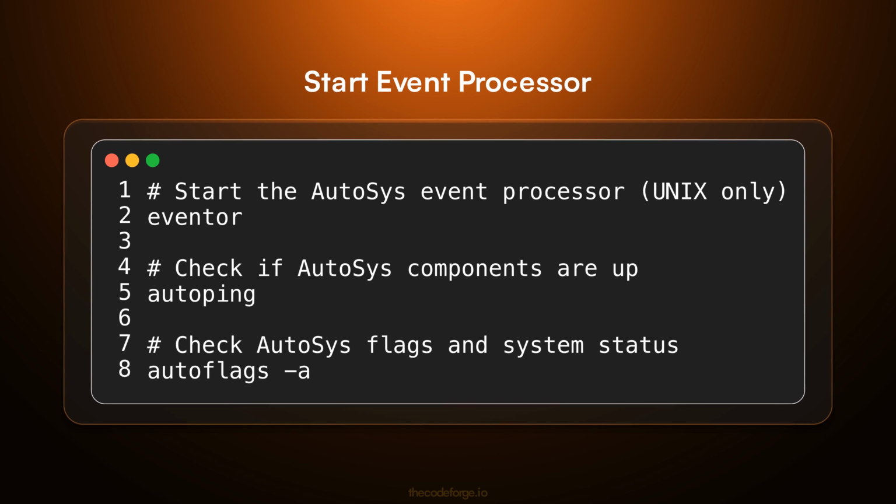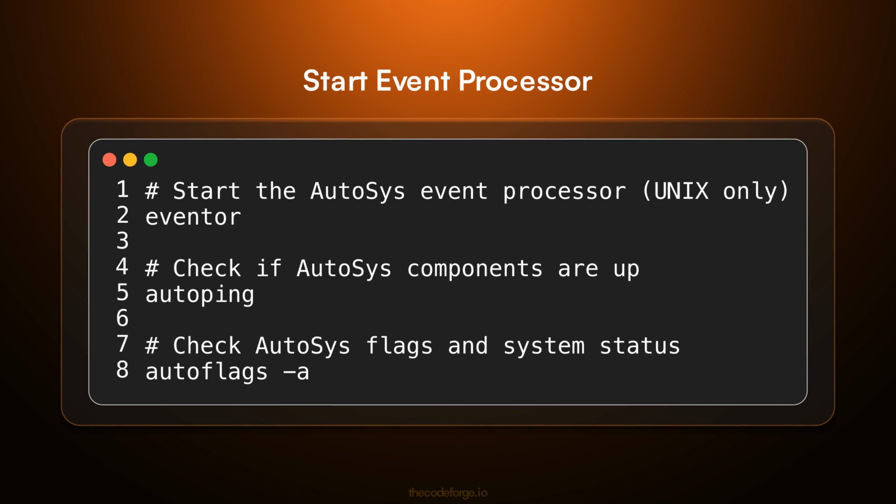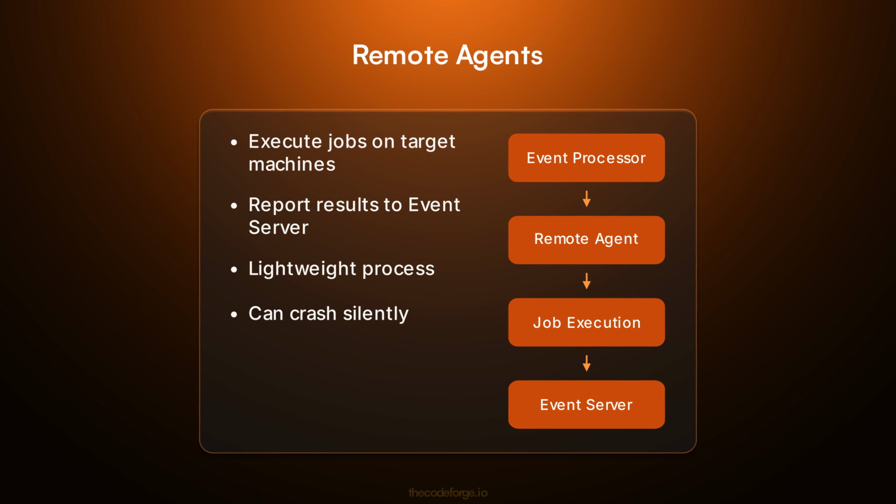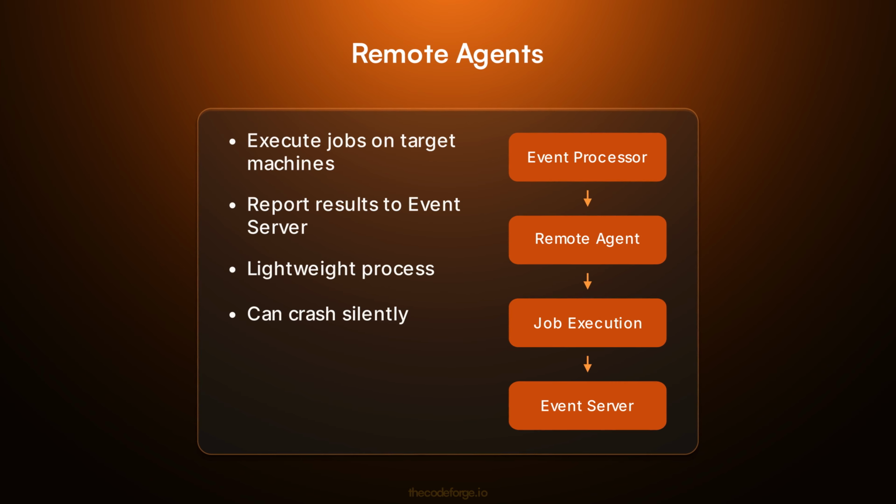Here's how you start the event processor and verify components. Use Eventer to start, AutoPing to check connectivity, and AutoFlags to view system flags. Remote agents run on every machine where jobs execute. They start processes, monitor them, and report back. But they can crash silently, especially when disk space runs out.